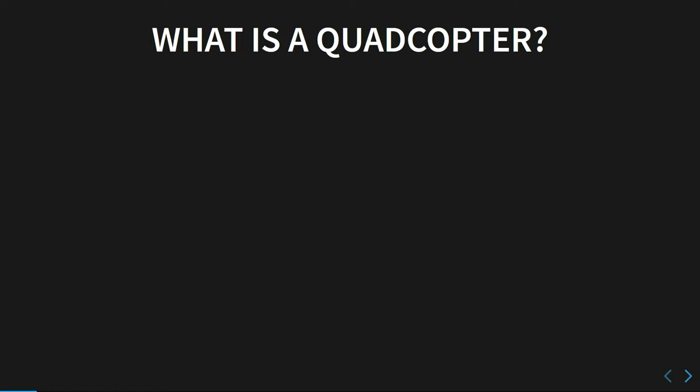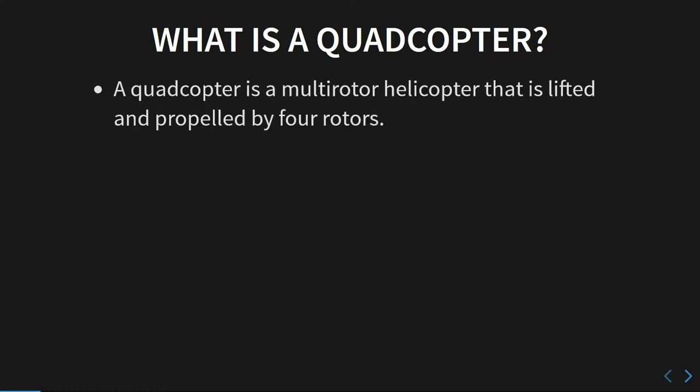So in a nutshell, what is a quadcopter? I think it's important to think of the fundamentals so that we can start building the foundation as to what's required to model a quadcopter. So it's a multi-rotor helicopter, and it's propelled by four rotors. And everything that we do in modeling of a quadcopter is based on how the four rotors behave.